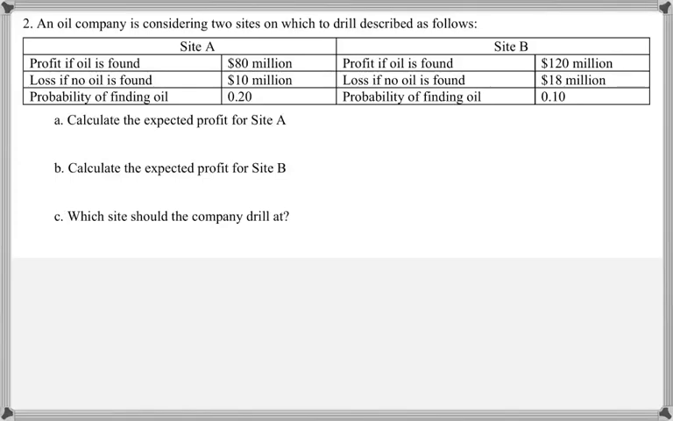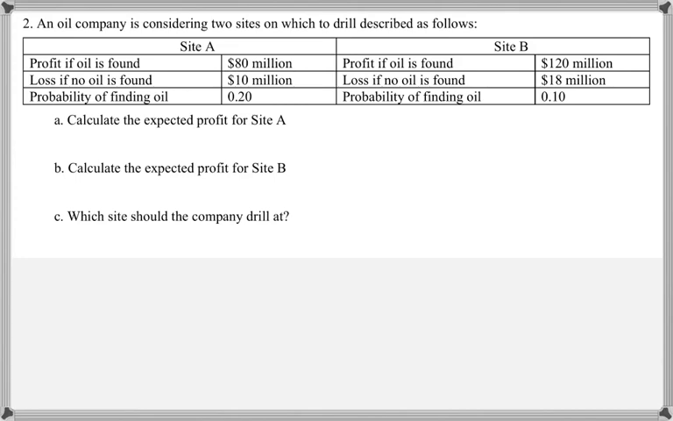An oil company is considering two sites on which to drill, described as follows. For Site A, the profit if oil is found is $80 million. The loss if no oil is found is $10 million. And the probability of finding oil is 0.20 or 20%. At Site B, the profit if oil is found is $120 million, and the loss if no oil is found is $18 million, and the probability of finding oil is 10%.